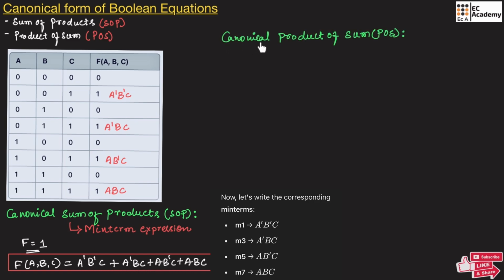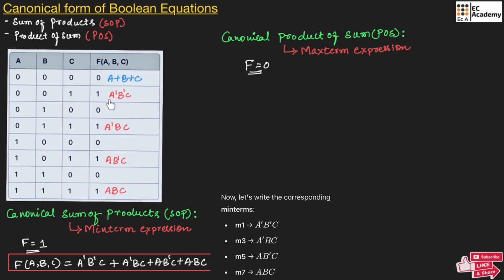Next, let us understand canonical product of sum. The product of sum is also known as Maxterm expressions, and this product of sum equation can be written when the function is equal to 0, which means for output equal to 0, we can write the expression for product of sum. So if you observe the first row, output is 0 for a is equal to 0, b is equal to 0 and c is equal to 0. Therefore, we will write the Maxterm as a plus b plus c.